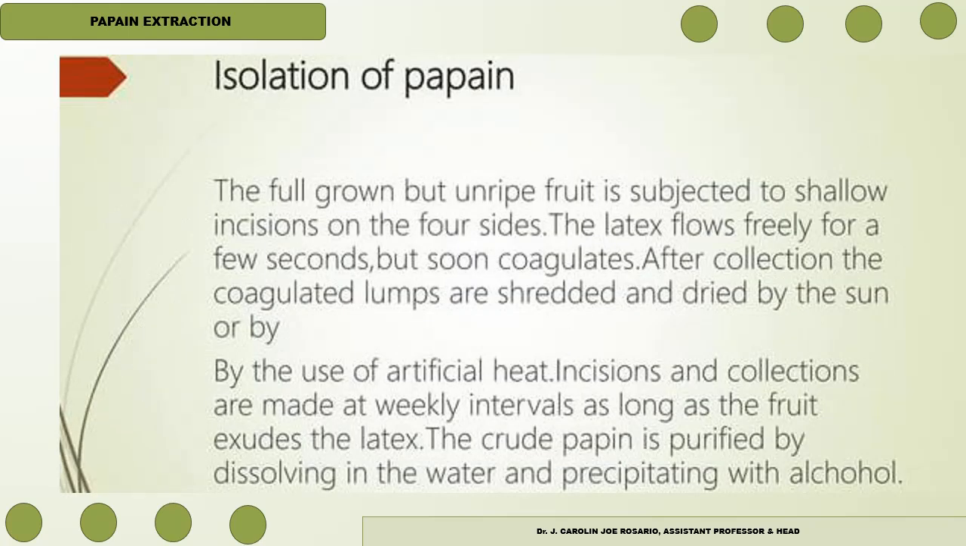Isolation of papain. The full grown but unripe papaya fruit is subjected to shallow incisions on the four sides. The latex flows freely for a few seconds but soon coagulates. After collection, the coagulated lumps are shredded and dried by the sun or by the use of artificial heat. Incisions and collections are made at weekly intervals as long as the fruit exudes the latex. The crude papain is purified by dissolving in water and precipitating with alcohol.